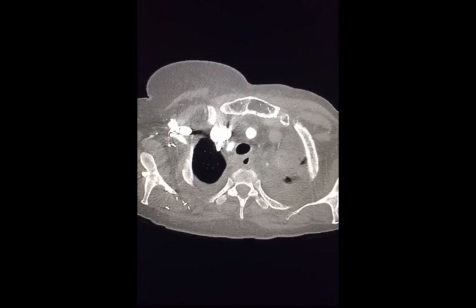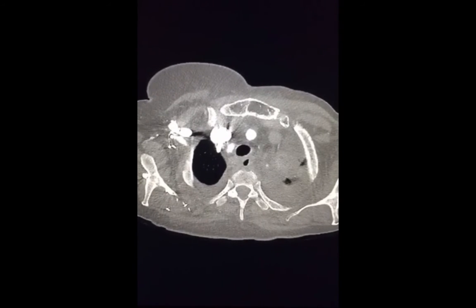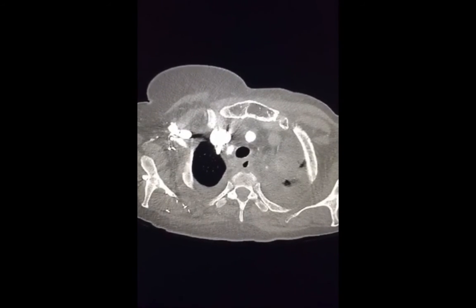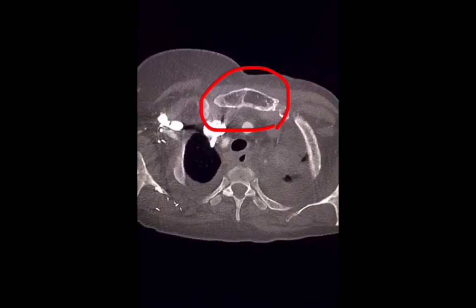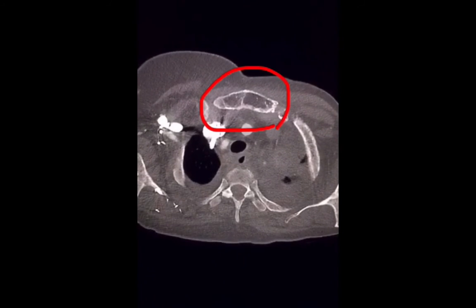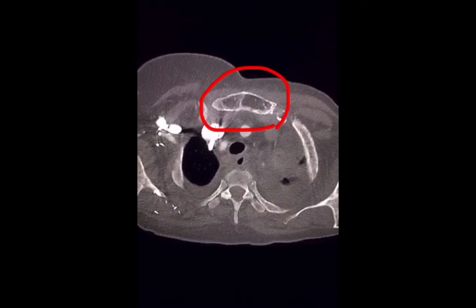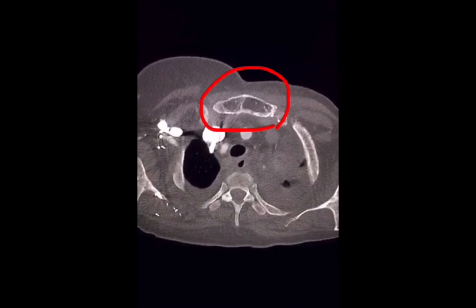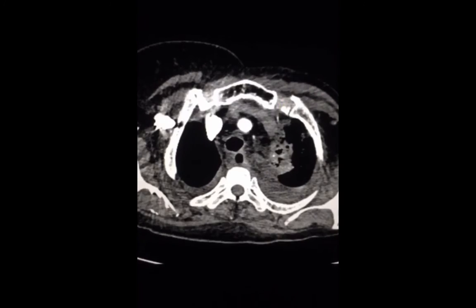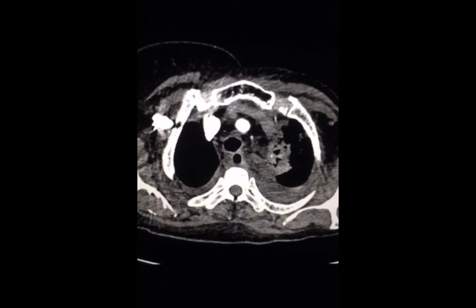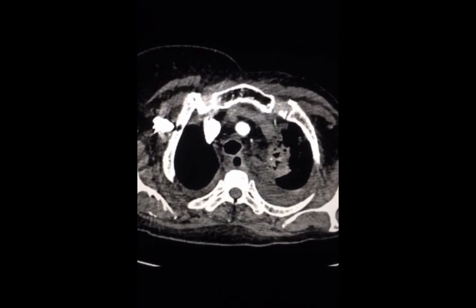This is a quick case for senior residents, but I'm sure juniors would benefit from the teaching points here as well. Although there are multiple features, please concentrate on the sternum. I showed the bone windows. This is the soft tissue window showing the sternum as well.